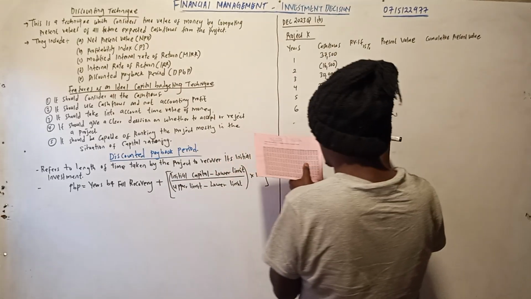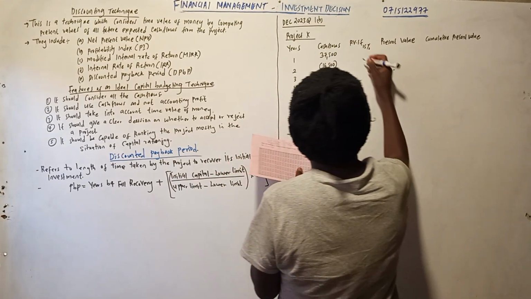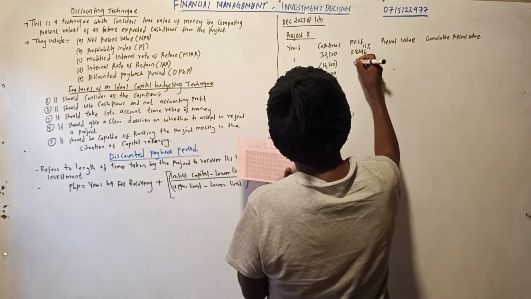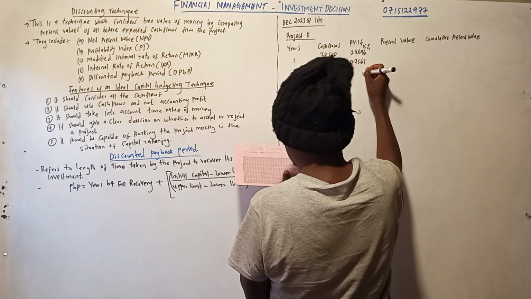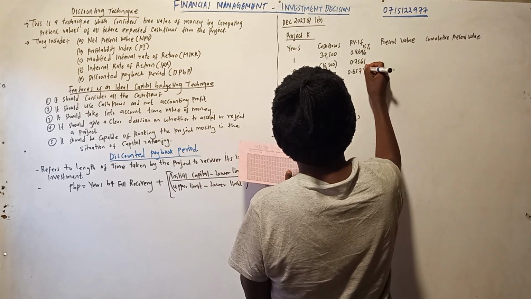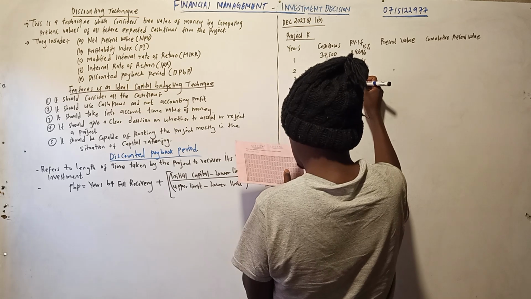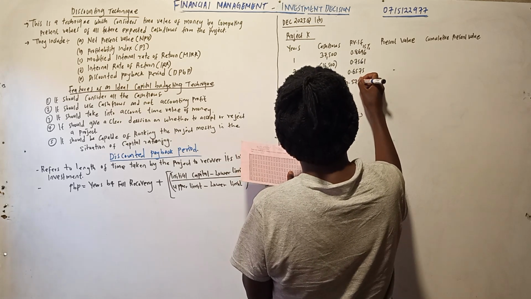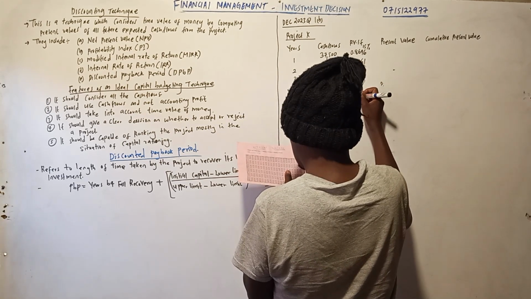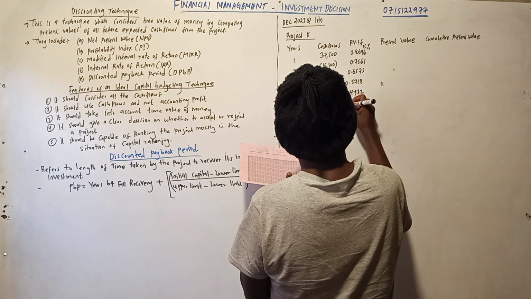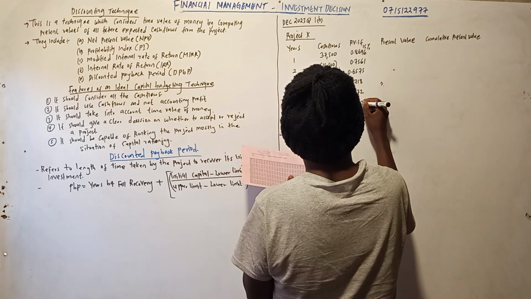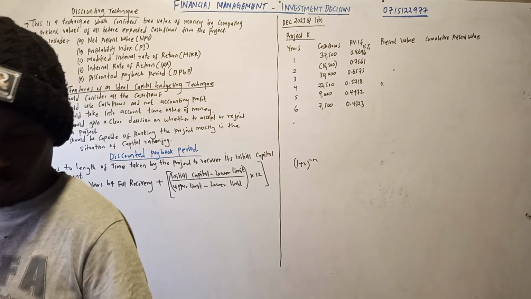15%, so year 1 is 0.8696. Then 0.7561, 0.6575, 0.5718, 0.4972, and 0.4323. So that is for December 2023.